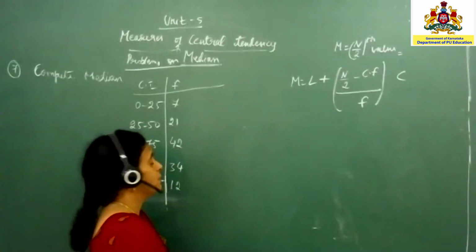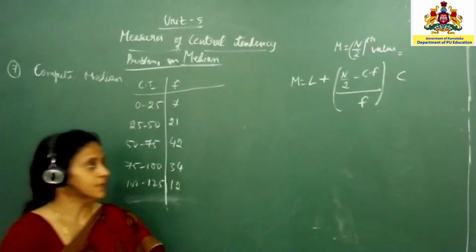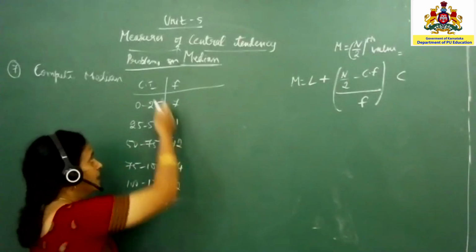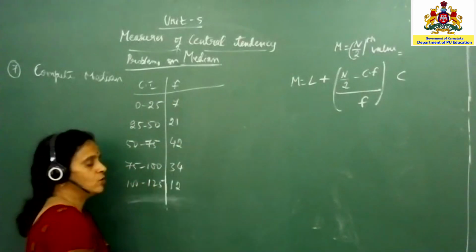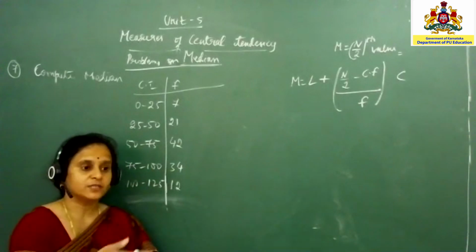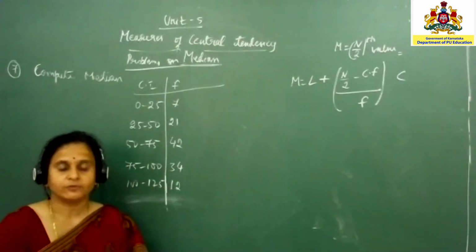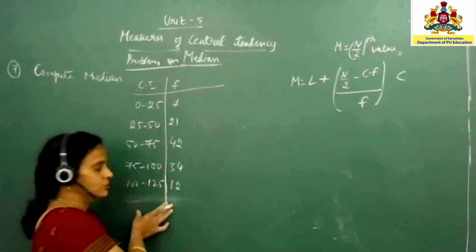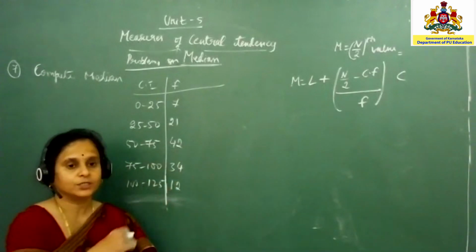Let me start with one more problem on median. Let us compute the median, and here the first column is class interval, the second column is frequency. In the previous problem, the x values were of discrete nature, now it is continuous, and we have a small change in working out.